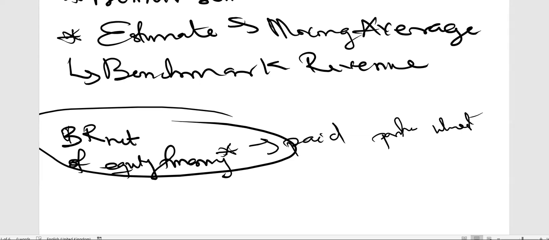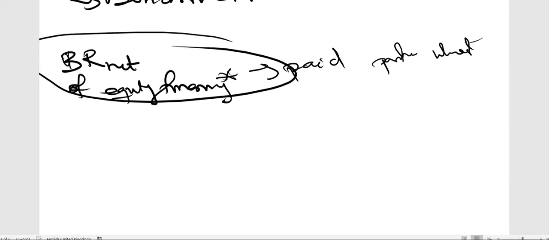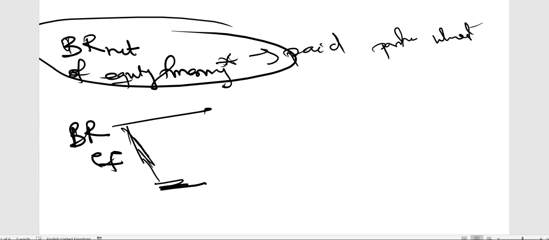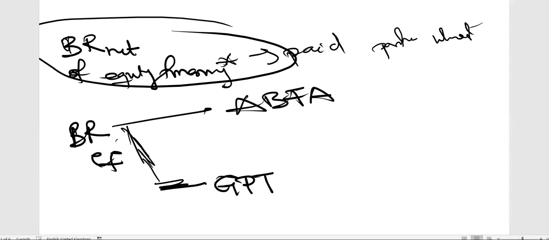Okay, good. So we come back to the benchmark revenue. Now let's begin to look at the flow. Benchmark revenue, let me put equity financing here. Then we have another one called ABFA, the annual budget funding amount. Then we have the Ghana Petroleum Fund. So the ABFA, a maximum of 70% out of whatever has been obtained here.